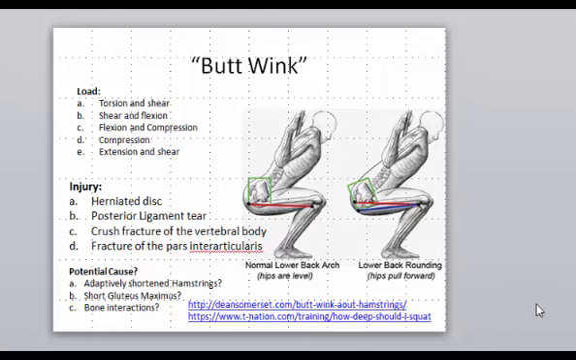And what might be the potential cause? Sometimes an adaptively short hamstring, so if they go through the range of motion, the hamstring starts pulling the ischial tuberosity and pushing it into posterior tilt. Potentially an adaptively shortened glute max, and sometimes bony interactions.